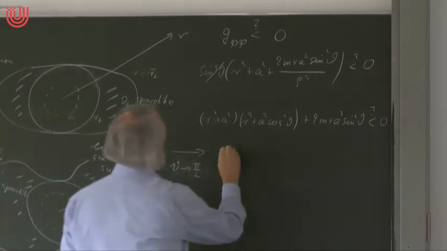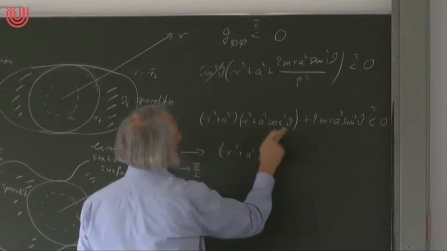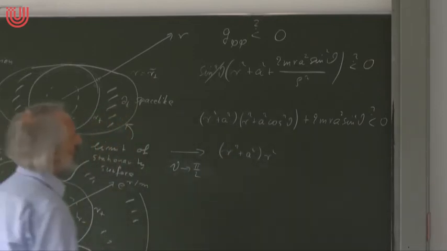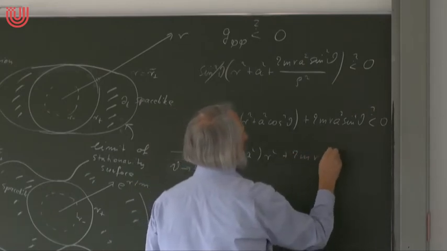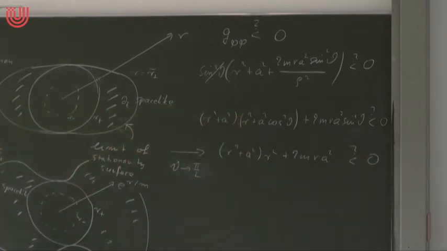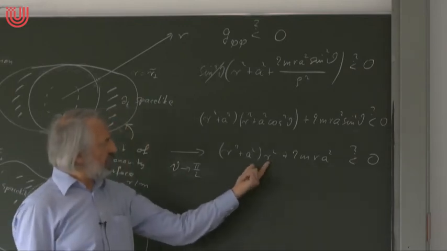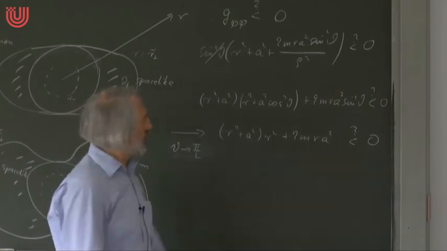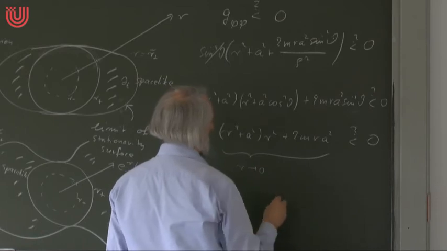So then I have r squared plus a squared times r squared. This goes to 0 if I approach the equatorial plane. And this approaches 1. It's 2mr a squared. And the question is, is this 0? Is it smaller than 0? So you see, if I have small values of r, this goes at least with r squared, but this goes with 1. So this term dominates. So this here goes for r to 0.